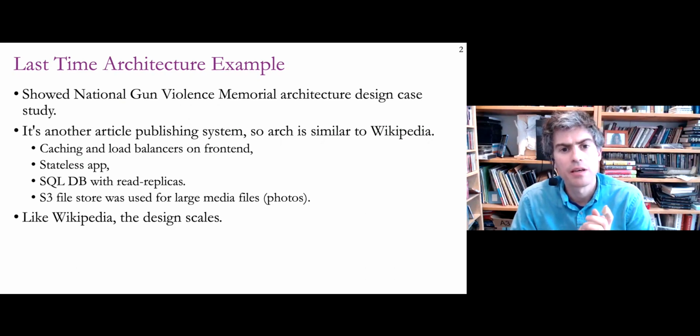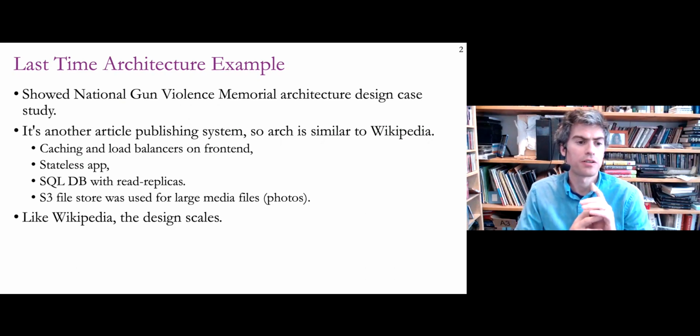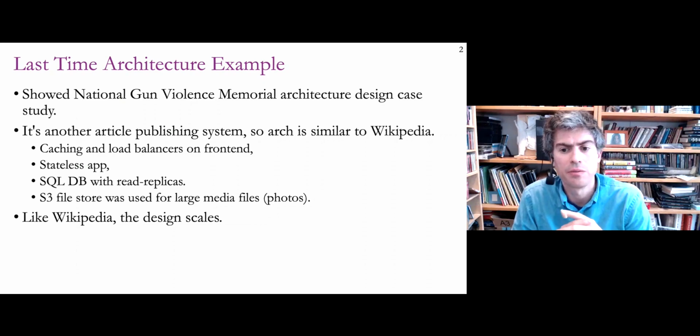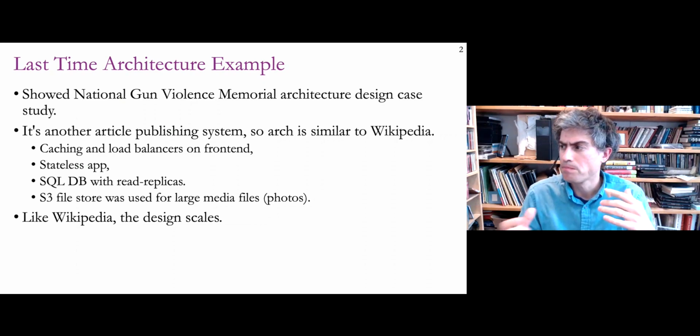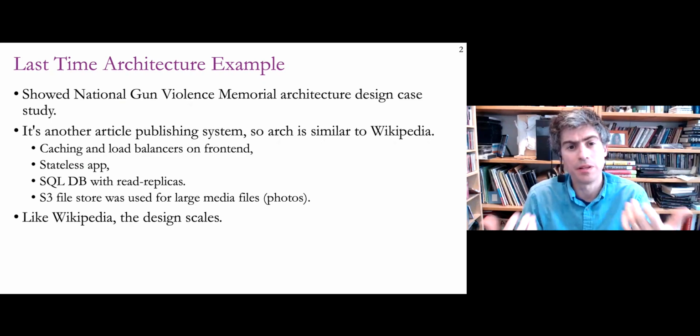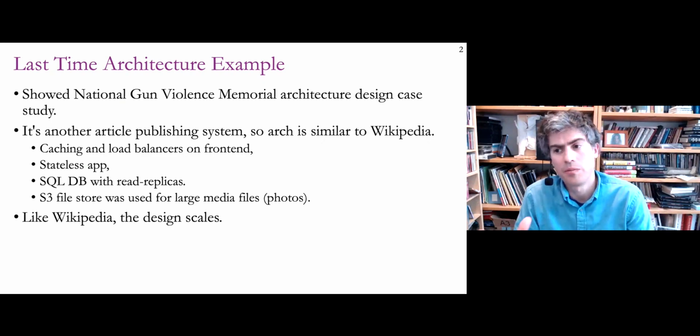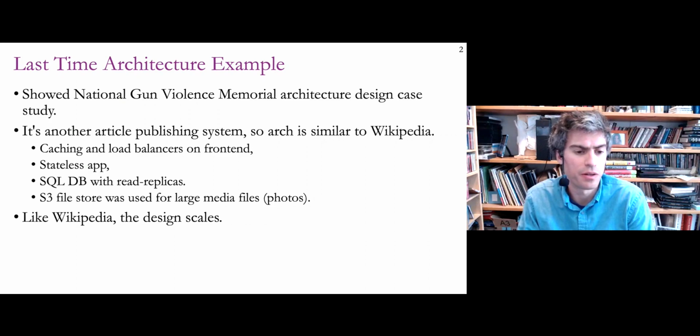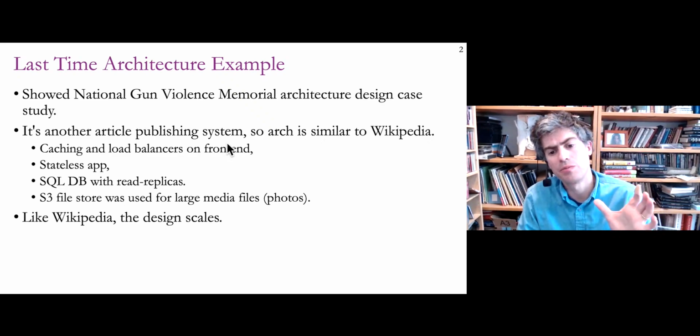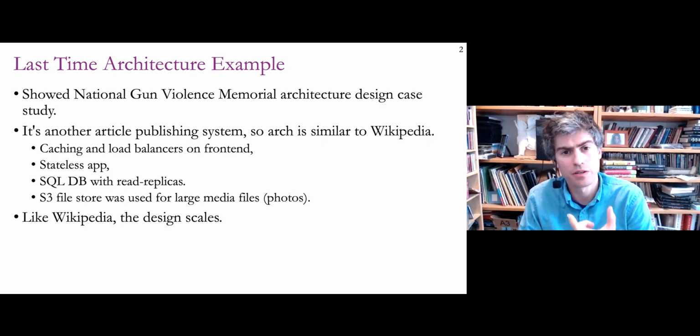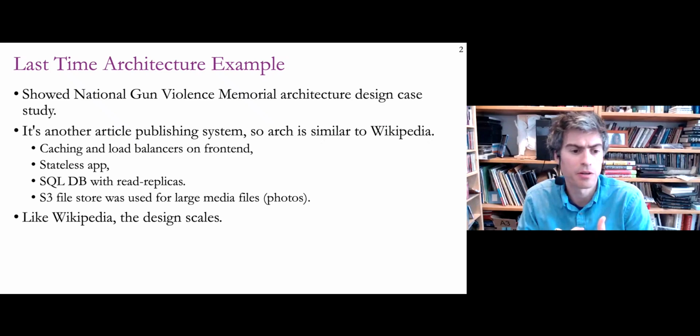Last time I gave a case study of architecture showing the National Gun Violence Memorial architecture, going into some of the details of the billing, how much it costs to run, what it would take to scale it up to the size of CNN.com. So this is an article publishing system essentially. So it's pretty similar to Wikipedia. The architecture that I designed is pretty similar to Wikipedia.